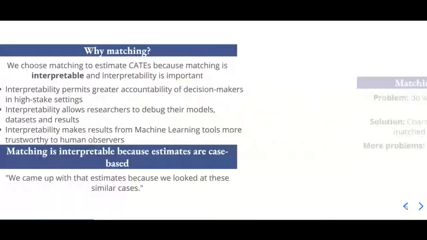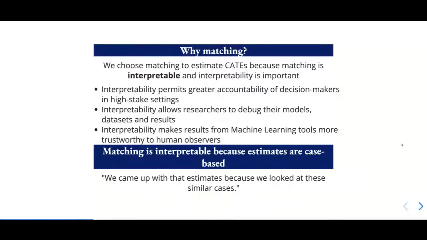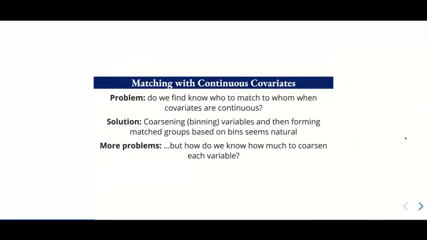And the main idea here is that matching is interpretable because the estimates that it produces are case-based, right? You can say to a decision maker that you came up with this number for the effect of the treatment because you looked at similar cases. You can point to where in the data you got your estimate from. So this is nice, but the problem that arises is what do you do when you have continuous covariates? With continuous covariates, in a probabilistic setting, the probability that you're going to find units that have exactly the same value of a covariate is very low. And so how do you then know who to match with whom?